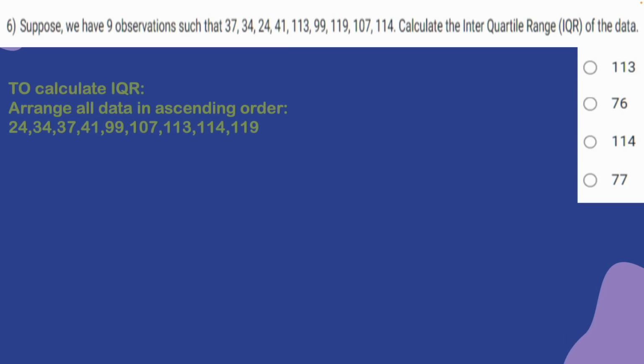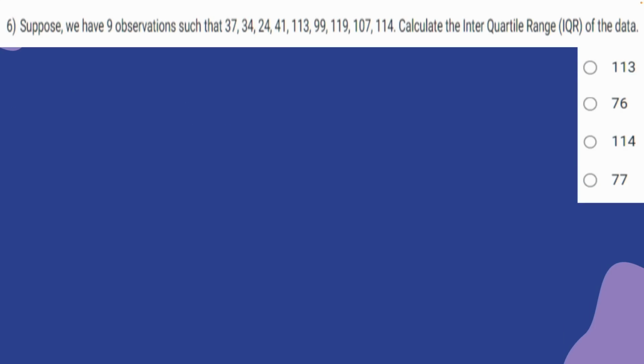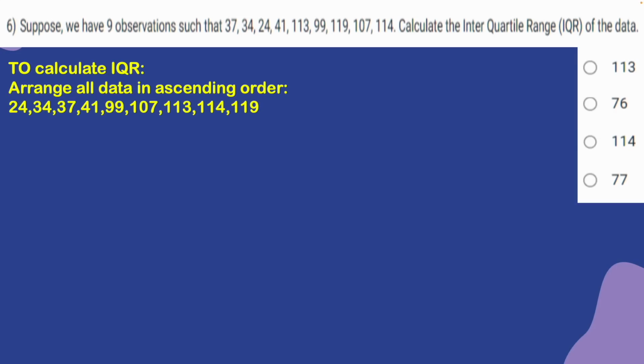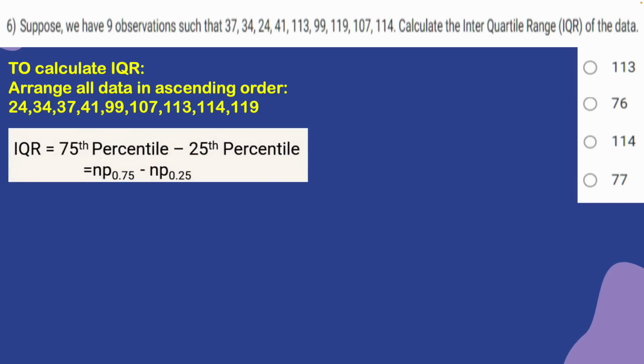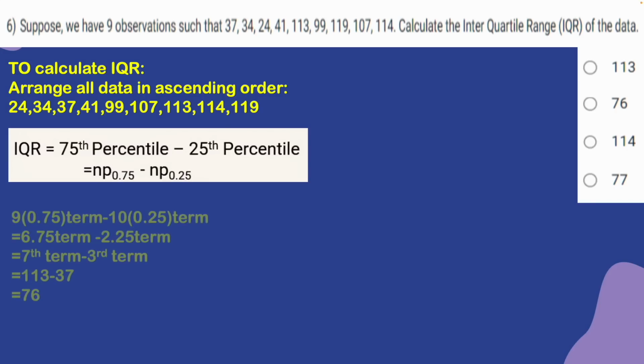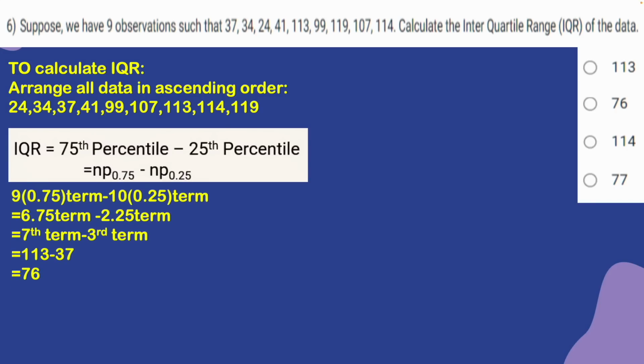Okay, so suppose we have 9 observations such that we are given 9 observations. We have to calculate the IQR, which is the interquartile range. So to calculate the IQR, we have to arrange all the data in ascending order, and then the general formula for IQR happens to be 75th percentile minus 25th percentile. So np at 0.75 minus np at 0.25, which will give us the 6.75 term minus the 2.25 term, which is the 7th term and the third term, that is 113 minus 37, which is 76, and option number 2 is correct.